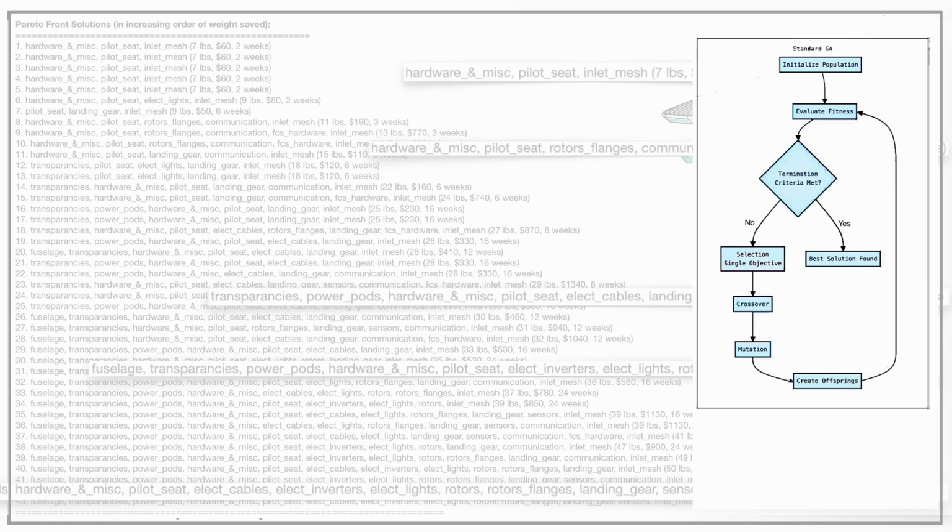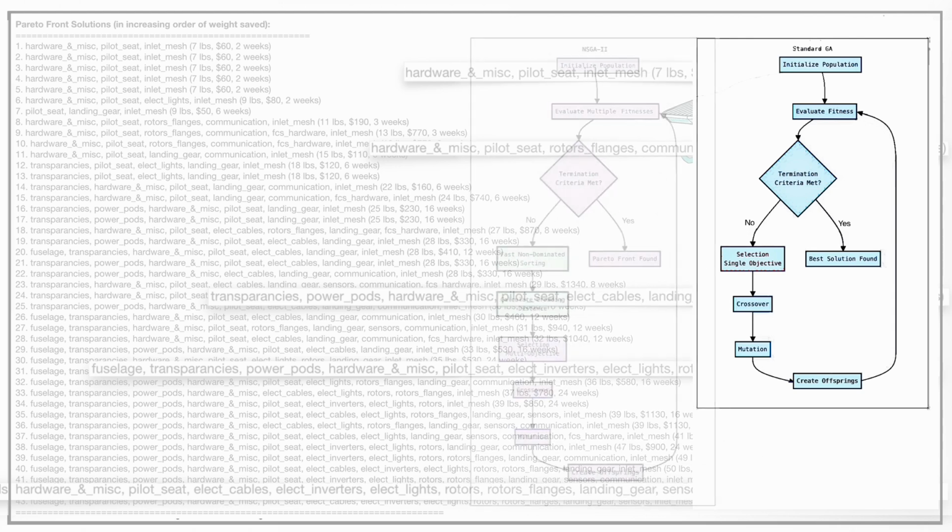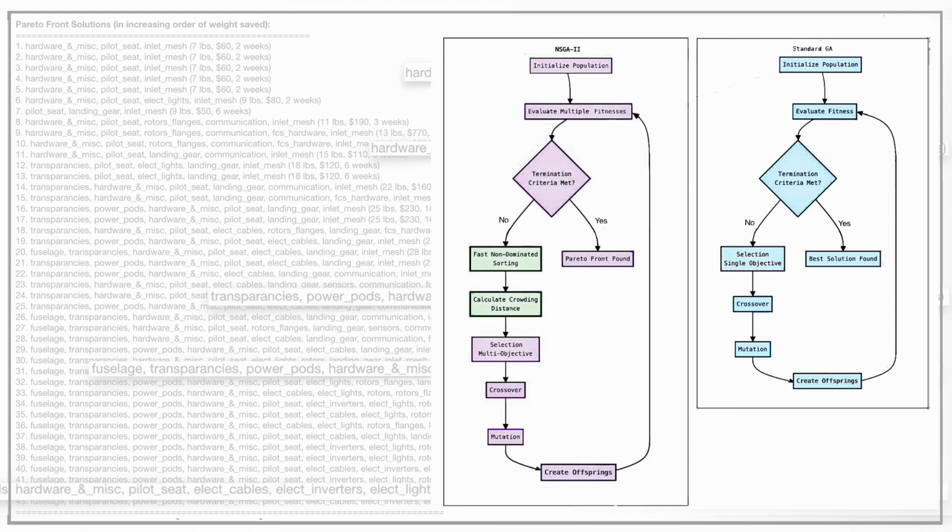Now let's have a brief look at how NSGA-II actually works compared to standard genetic algorithms. Here we see the flowcharts of the 2 algorithms side by side, showing exactly where the innovations are plugged in. Notice that both algorithms follow the same basic framework: initialization, evaluation, selection, crossover, mutation, and offspring creation. The core genetic operators remain unchanged. But there are 2 additional blocks in the NSGA-II algorithm's flowchart.